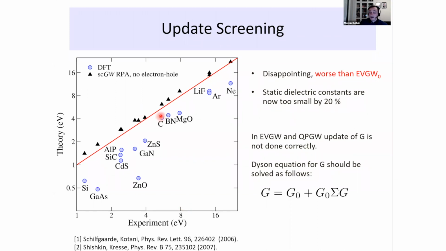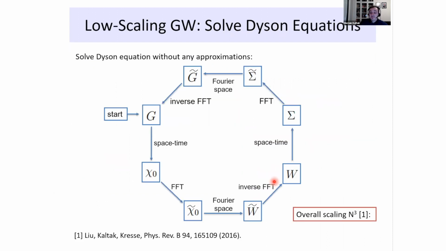One could argue that the reason is the fact that we never solved the Dyson equation for the Green's function. Neither the eigenvalue nor the quasi-particle GW approach is doing this. So maybe we can account for this inconsistency by really trying to solve the Dyson equation for the Green's function. Recently, we have implemented a fully self-consistent GW approach, which can do that. So solving the Dyson equation for the Green's function is now possible.